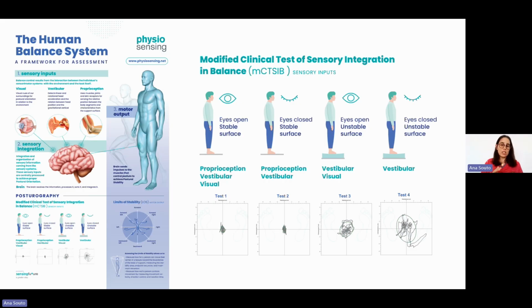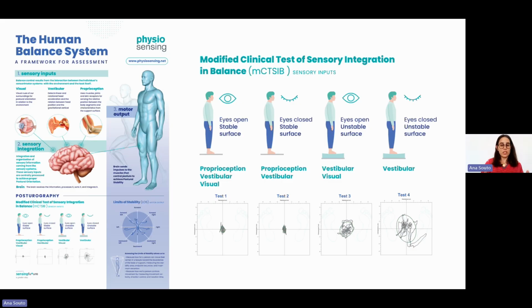Okay, so this is how the test goes. How do we measure balance? How can we say that the patient is more stable or less stable? So how can we do this?